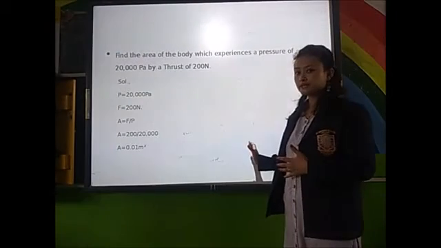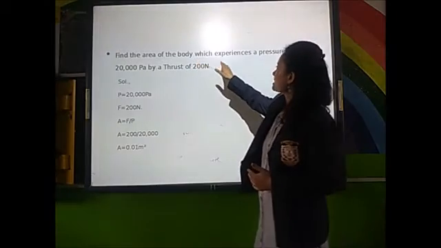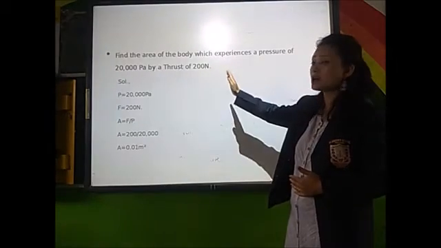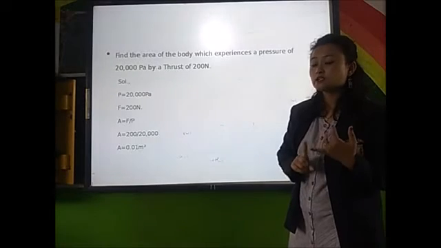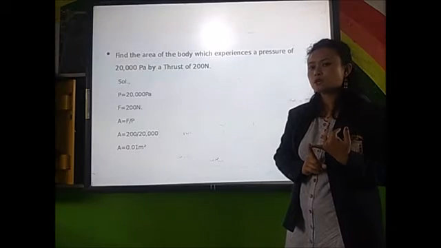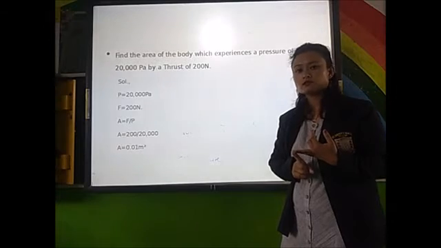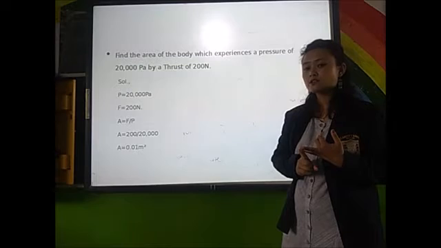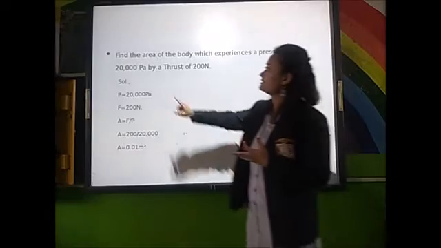Okay, the third and the final numerical for today is find the area of the body which experiences a pressure of 20,000 Pascal by a thrust of 200 Newton. Now here in the third question, in the first question, the question asks you to find the pressure. So which formula did you apply? P equals F by A. In the second question, the question asks you to calculate the force or the thrust using the relation F equals P into A. The third question that I've chosen is to find the area.